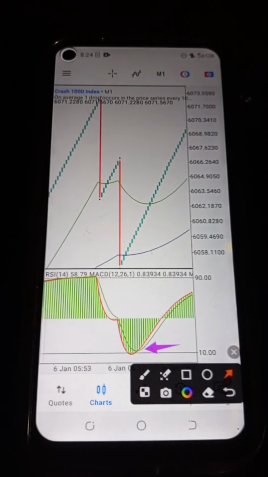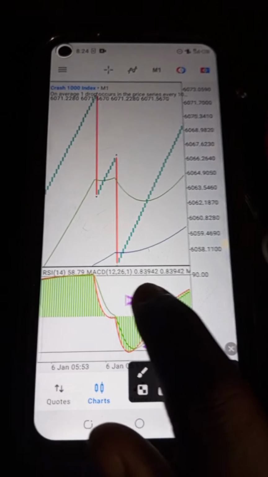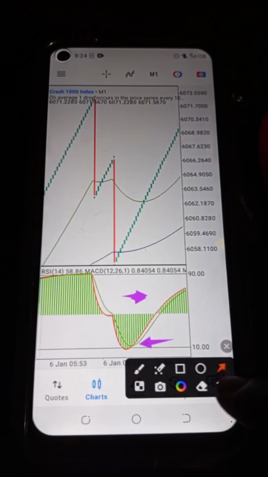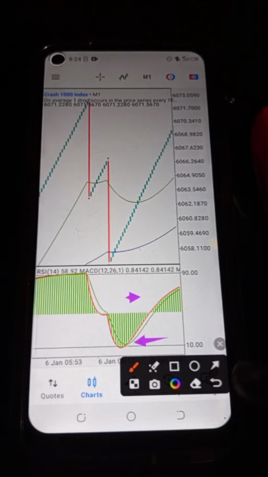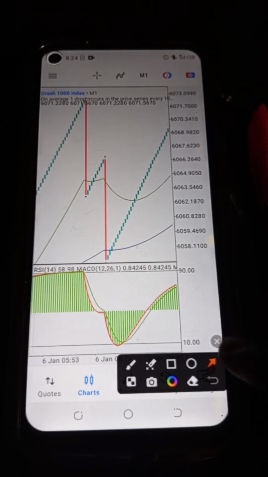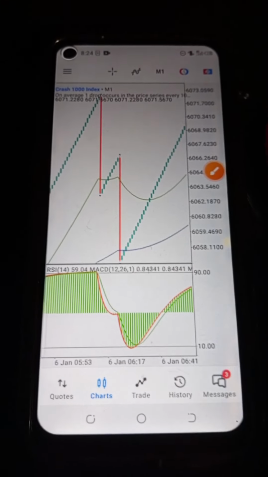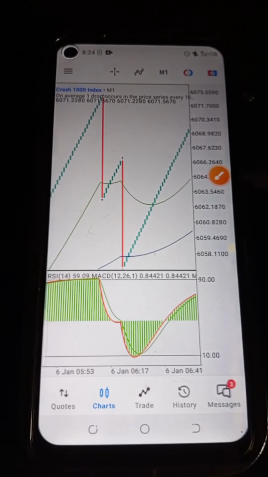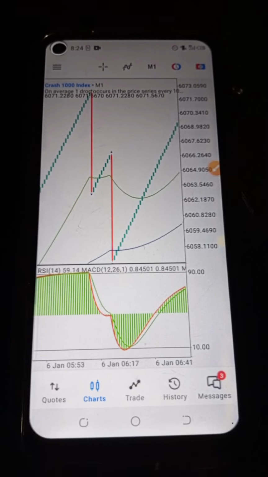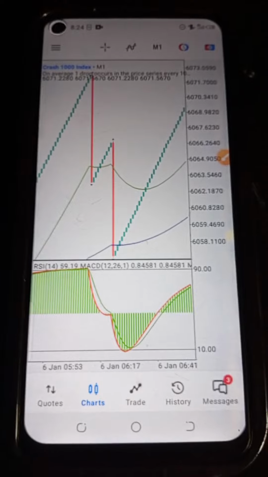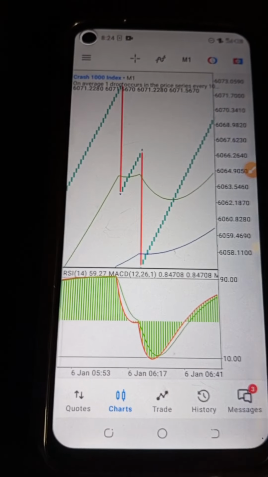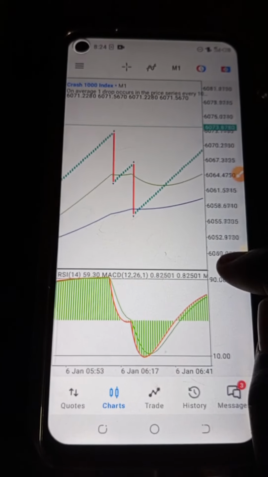So as you can see here now, Crash 1000, sorry, Crash 1000 is buying here, guys. Look at it. So guys, if you want to see your screen very well when you are trading, at times our screen will look like this.